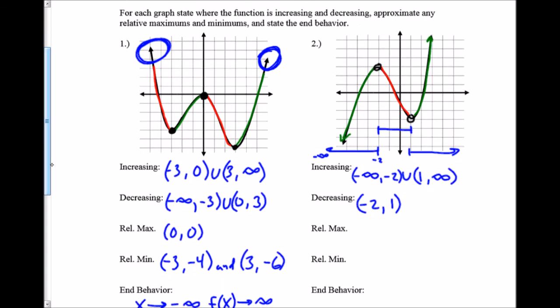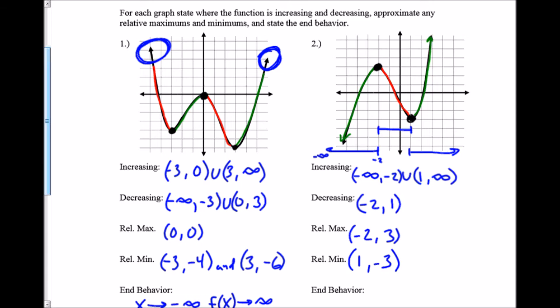When I do the relative max and min, these are going to be ordered pairs. And it looks like I have a relative maximum right here. It's a high point, higher than the points around it. And that's at negative 2, 3. Again, that's an ordered pair. And then a relative minimum is right here. It's a minimum relative to the points around it. And that's at the ordered pair 1, negative 3.